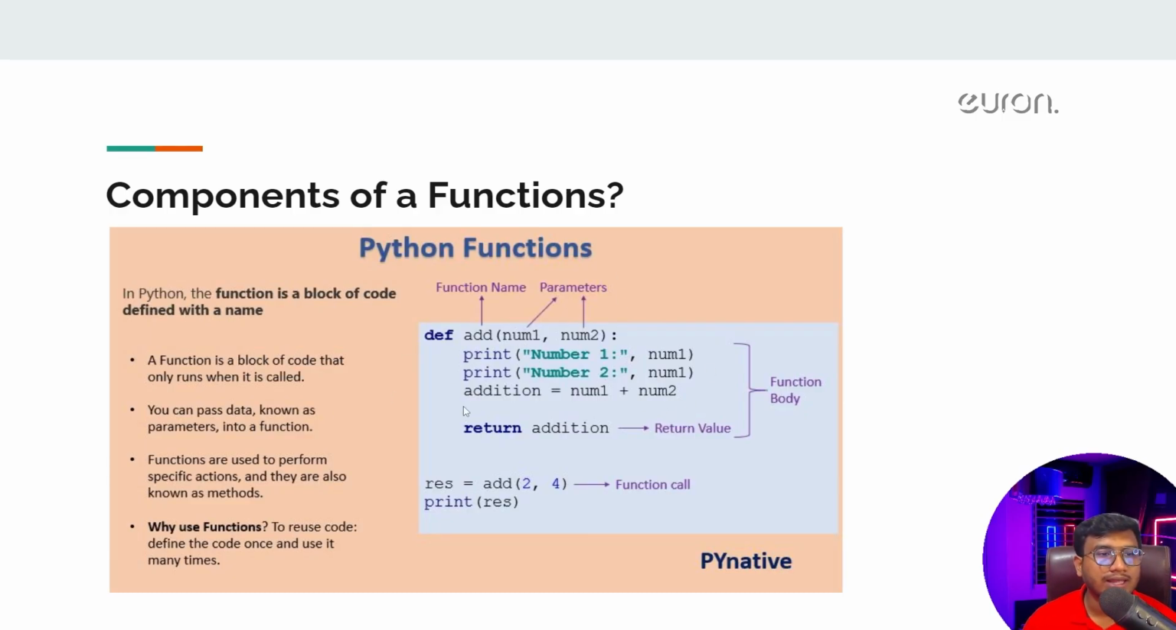And inside a function, whatever code you are writing, that is whatever logic you are writing, let's say a print function, inside a print, how it is printing that particular message, this is called logic inside that particular function. This is called function body.